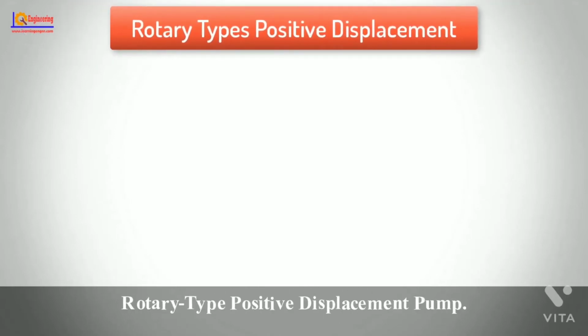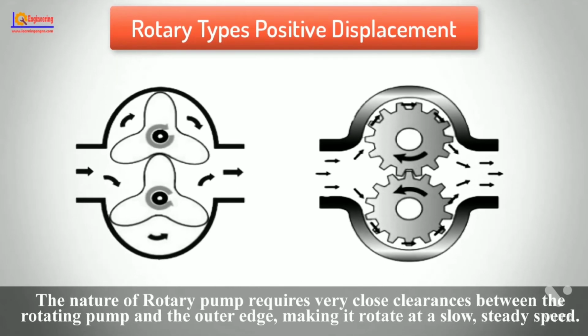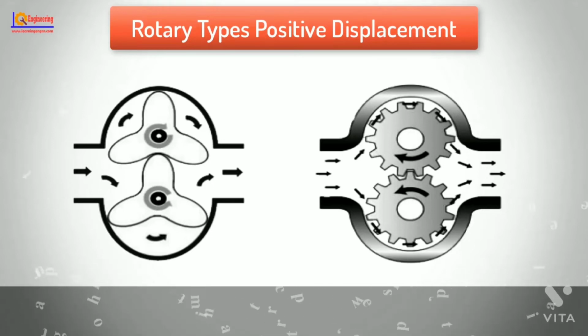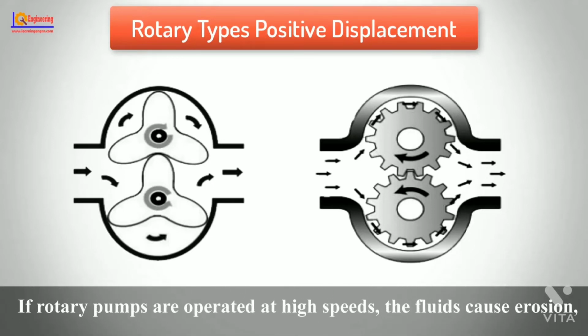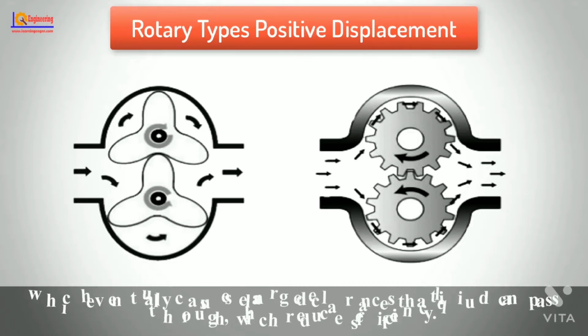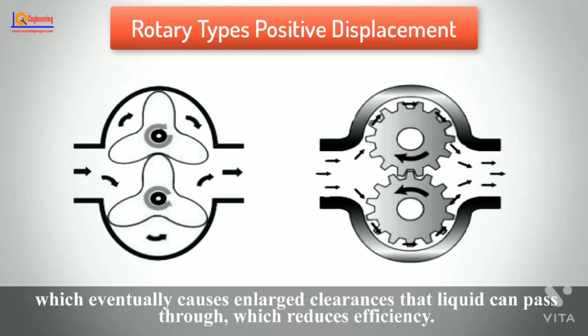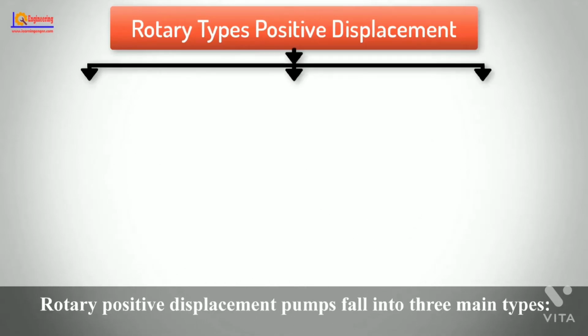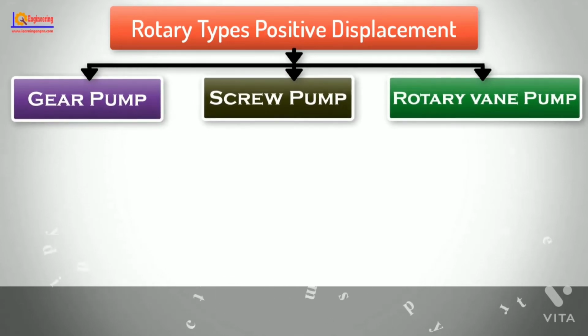Rotary type positive displacement. The nature of a rotary pump requires very close clearance between the rotating part and the outer edge, making it rotate at a slow, steady speed. If rotary pumps are operated at high speeds, the fluids cause erosion, which eventually causes enlarged clearance that liquid can pass through, which reduces efficiency. Rotary positive displacement pumps fall into three main types.